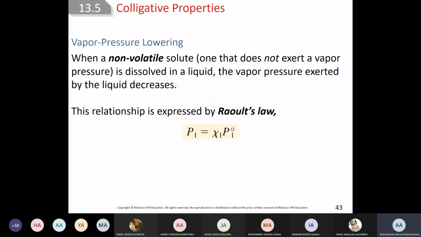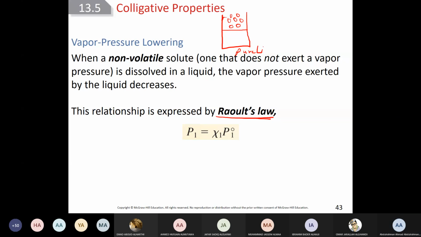Next, the second name I want you also to memorize, Raoult's law. What does it say? When you have any solution, or when you have pure liquid, let's say pure water, then there will always be some vapor pressure above it, any liquid. Let's talk about water because we are much more interested in water. The pressure for pure liquid, we're going to call it P10.